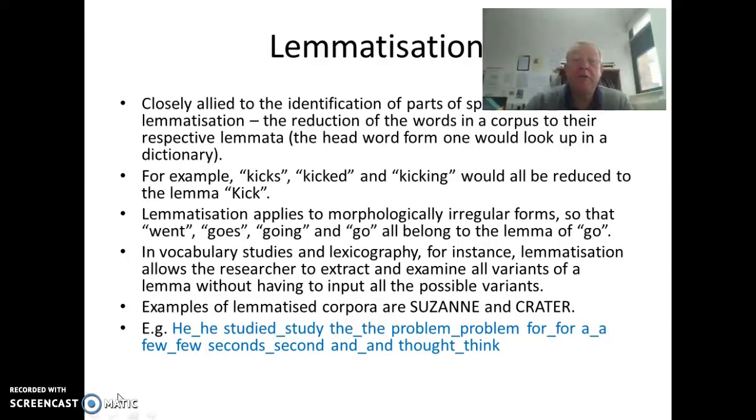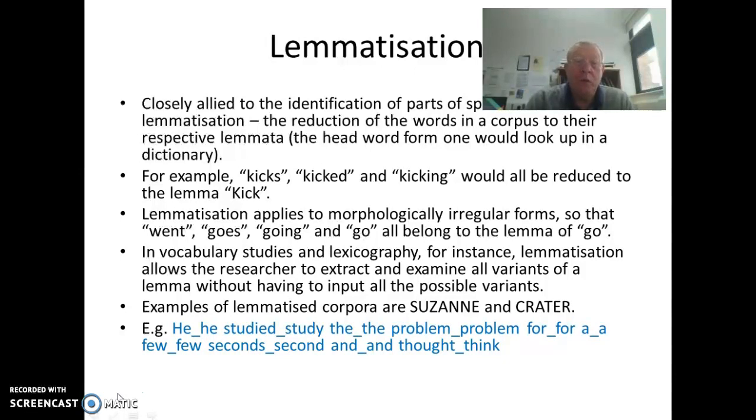In vocabulary studies and lexicography, for instance, lemmatization allows the researcher to extract and examine all variants of a lemma without having to input all the possible variants. Examples of lemmatized corpora are SUSANNE and CRATER. For example, we see the text, "He studied the problem for a few seconds and thought."